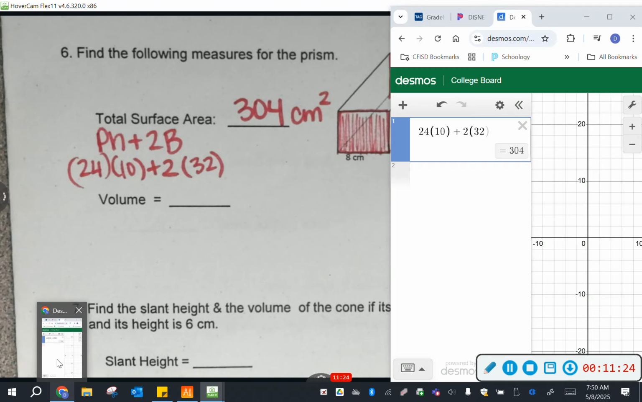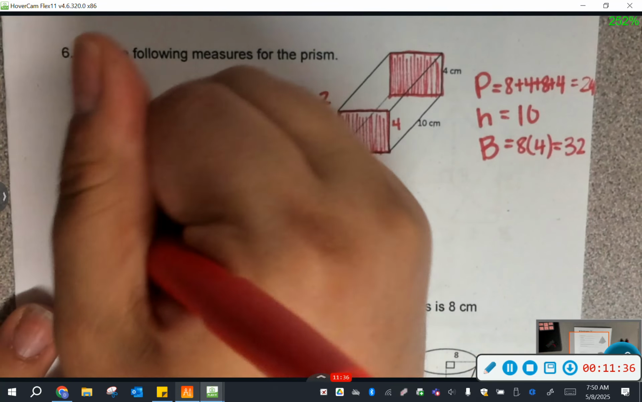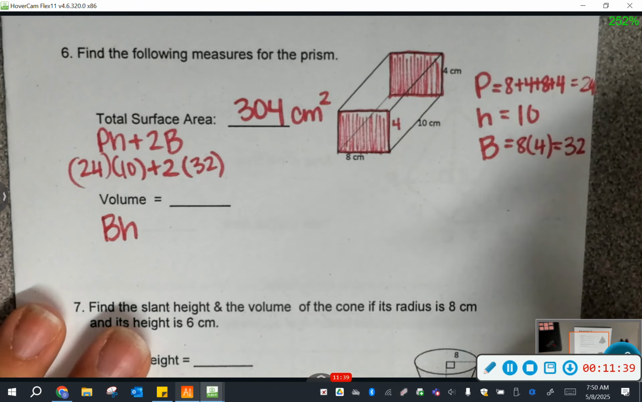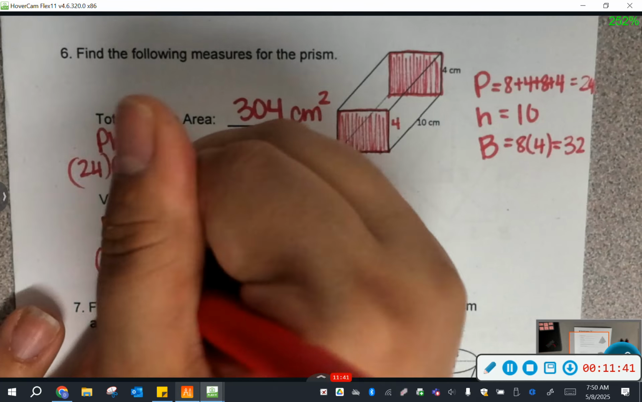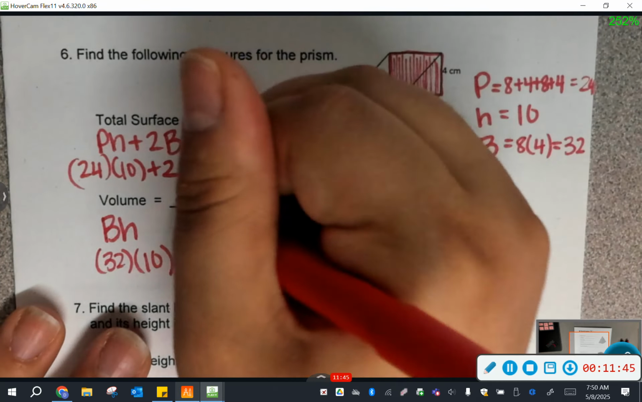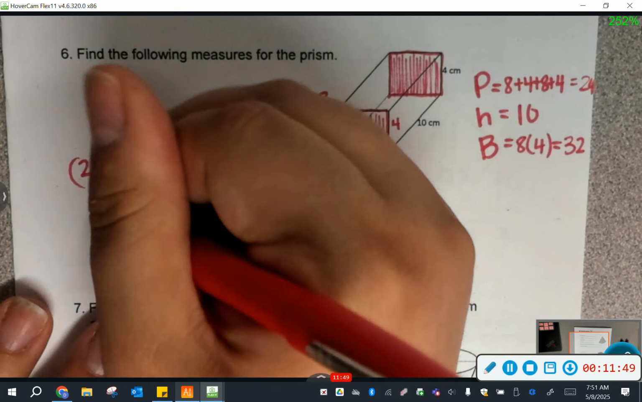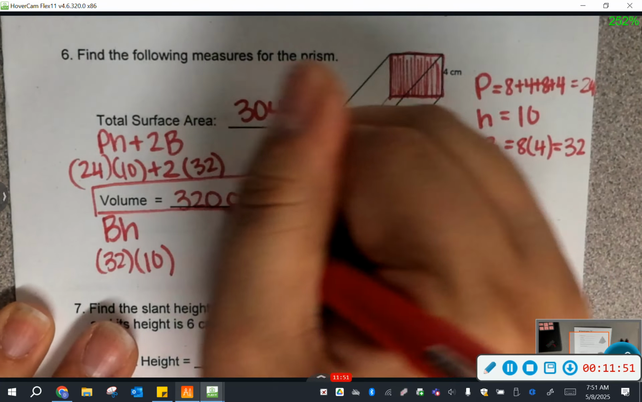Now, if I want volume, let's go back and look at my chart. Look at the volume section. What is my formula for volume of a prism? BH, big BH. Well, don't we already know big B is 32? Don't we already know H is 10? And what is 32 times 10? 320 centimeters cubed. Those are my answers.